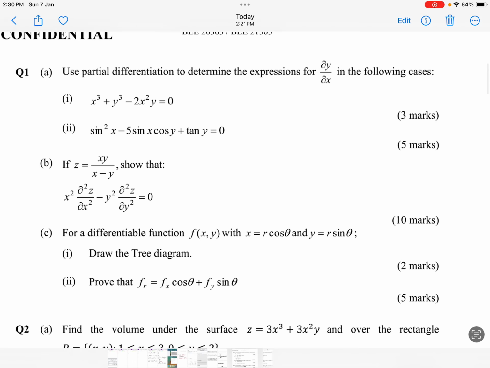Alright, so now let's look at question number 1. This question is from the final examinations for semester 1, session 2021-2022. You can refer to these final examinations in order. In this example, we have to use partial differentiations to determine the expressions for del y del x in the following cases, 1 and 2. Del y del x means that you have to do the partial differentiations.